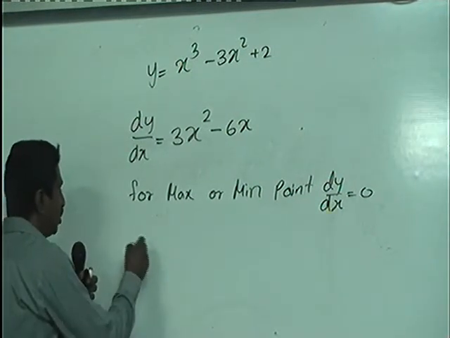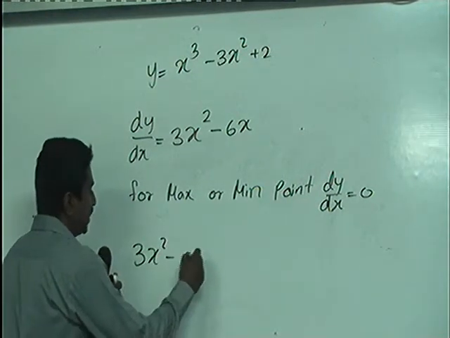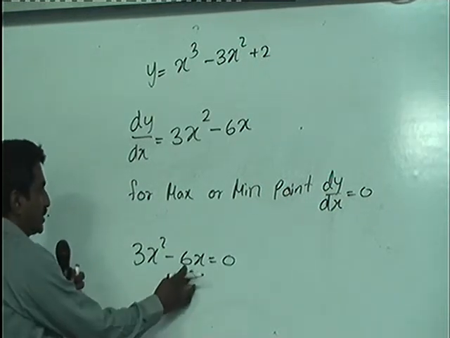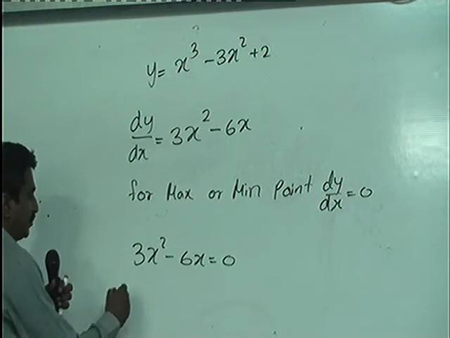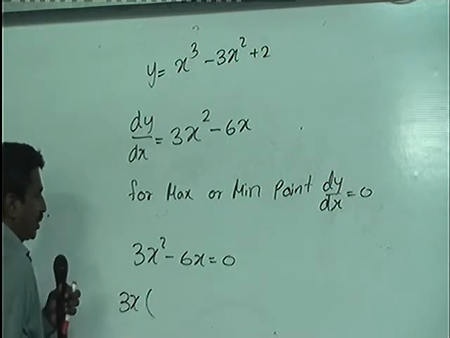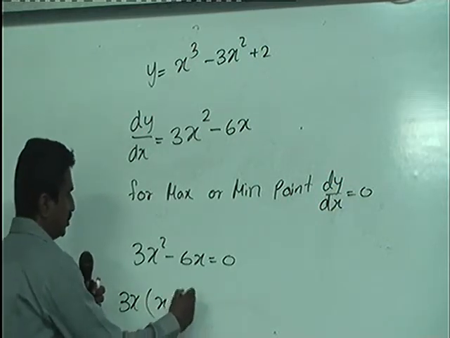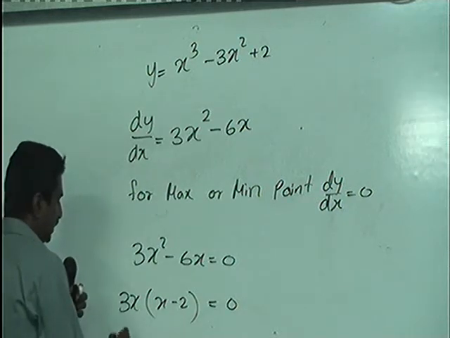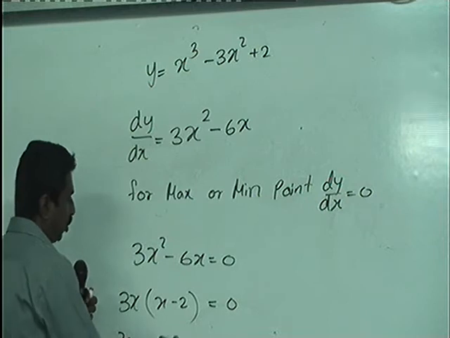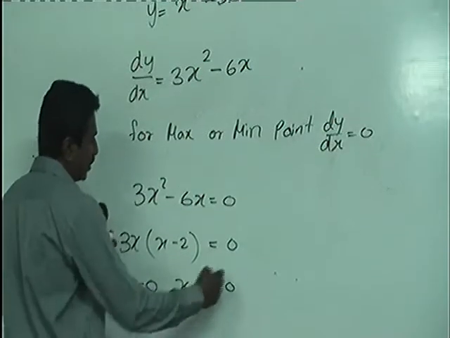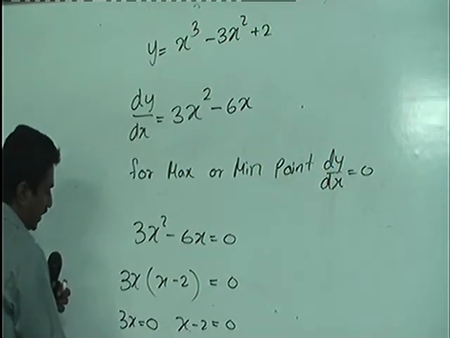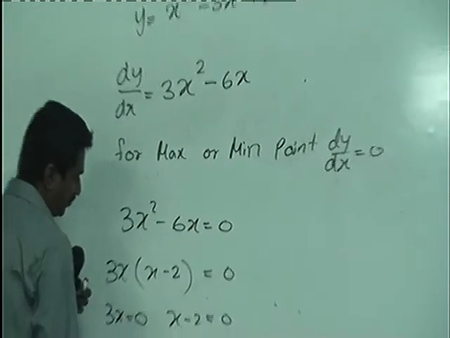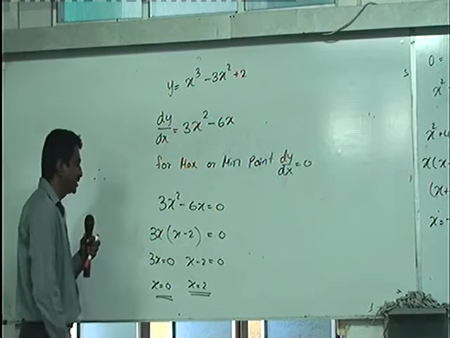So make it 0. 3x squared minus 6x equals 0. You can take 3x as a common factor. Then x minus 2 equals 0. So either 3x should be equal to 0 or x minus 2 should equal to 0. So this means x equals 0, x equals 2. So the 2 points are x equals 0 and x equals 2.